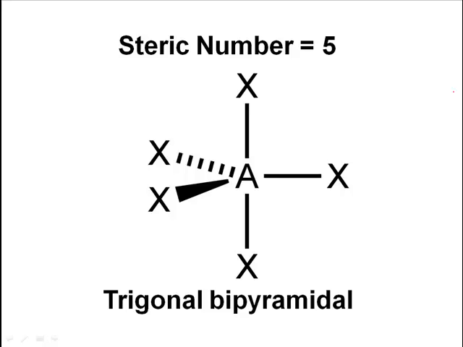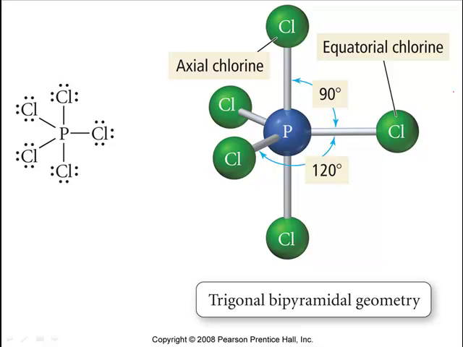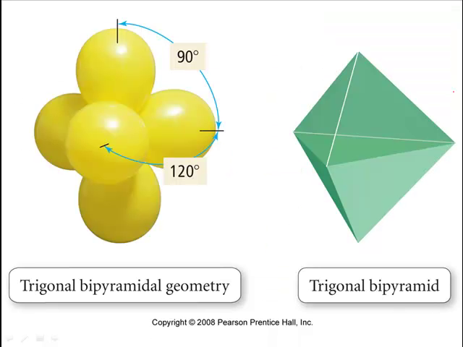Now, when you get into steric number 5, this is a trigonal bipyramidal shape. PCl5 makes this particular shape. You'll notice there's 90 degrees between the equatorial chlorines and the axial chlorines, and 120 between the equatorial chlorines. This is a trigonal bipyramidal geometry, and there are some molecules that have this particular shape, especially ones with the d orbitals. Third row can have this shape.